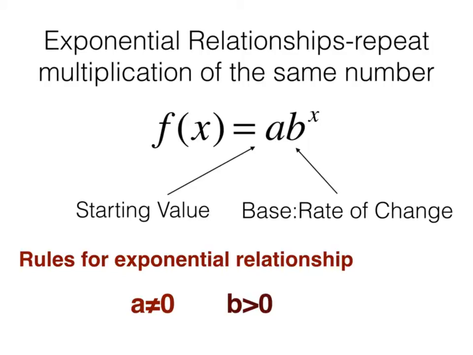Exponential relationships happen whenever we have repeat multiplication, and it has to be the same number. The general equation for exponential relationships is f of x equals a times b raised to the x power, where a is your starting value and b is your rate of change. That's the number that you multiply by every time. There are two rules for exponential relationships. That is, a cannot equal 0. If a equals 0, we have a horizontal line. That's not an exponential relationship. And this also only works if b is greater than 0.